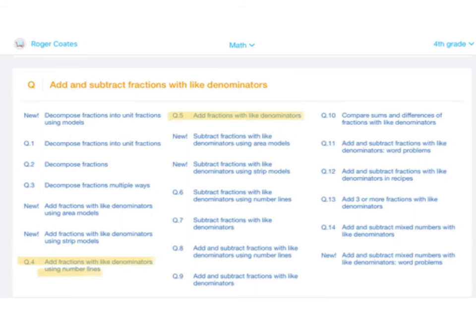Yeah, so you guys are in for a treat today. Q4 and Q5, you'll notice, are highlighted in yellow. Those are your lessons due today on Monday. They're pretty simple, so you should be able to get them done really quickly today.